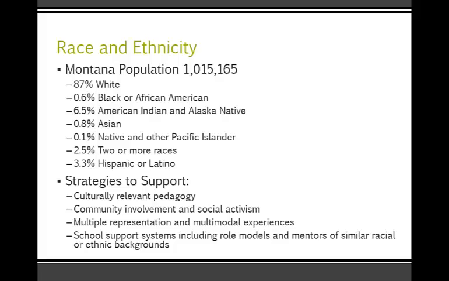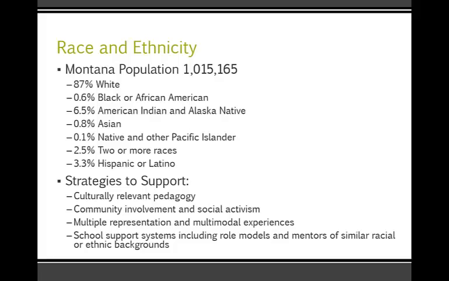So in Montana, we have 87% white population. 0.6, so basically 0.5% of people who are Black or African American, and they identify that as their only race. We have 6.5% American Indian or Alaska Native. We have 0.8% Asian, 0.1% Native Hawaiian and other Pacific Islander, and so that Native is talking about the tribes in the Pacific Islands, not American Indian tribes. 2.5% that are two or more races.